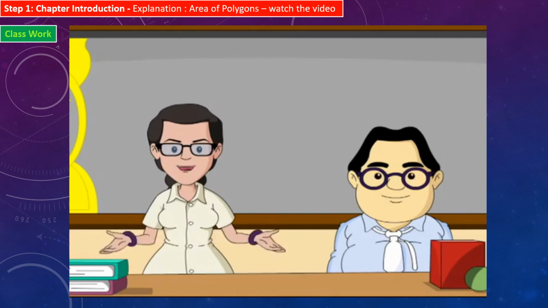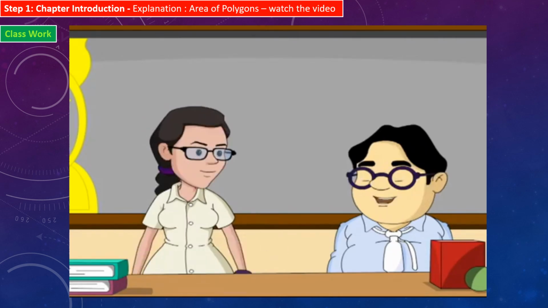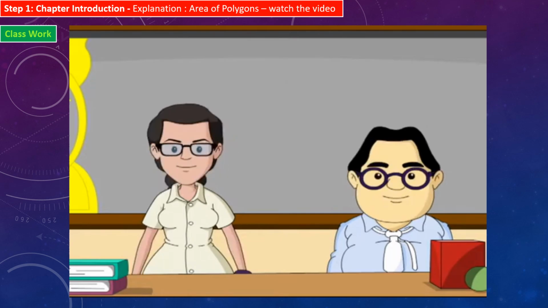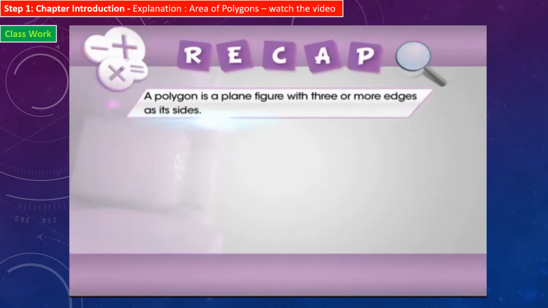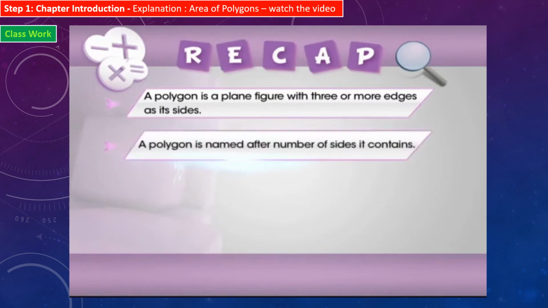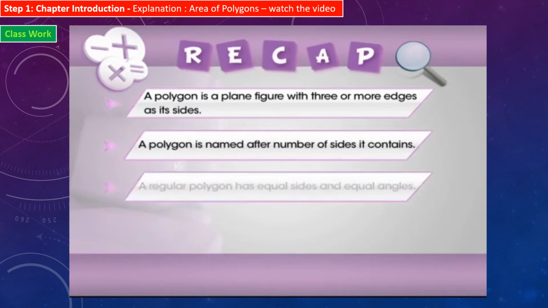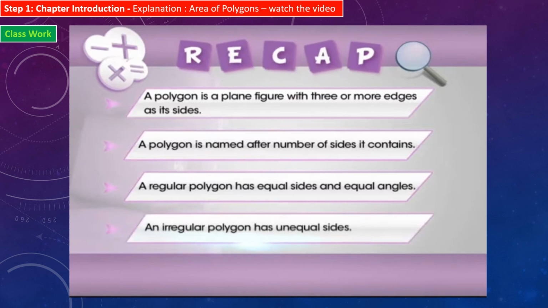Alright, it's now time to see how efficiently you have grasped these details. Yeah, Miss Marks. Let's have a quick recap. In this module, you have learnt a polygon is a plane figure with 3 or more edges as its sides. A polygon is named after number of sides it contains. A regular polygon has equal sides and equal angles. An irregular polygon has unequal sides.